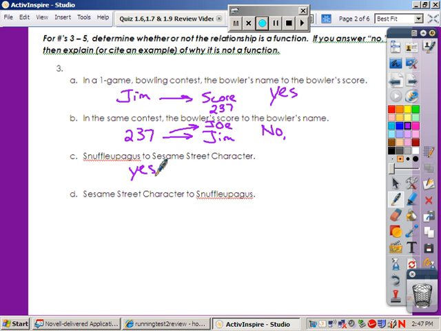Okay, on the other hand, if you say Sesame Street character to Snuffleupagus, well, if you think about it, the Sesame Street character automatically leads you to just Snuffleupagus. And here I think you could easily say no. You say Sesame Street character could lead you to Cookie Monster, or any other Sesame Street character, or to Elmo. So see, because you can get more than one output out of Sesame Street character, it means that this is not a function.